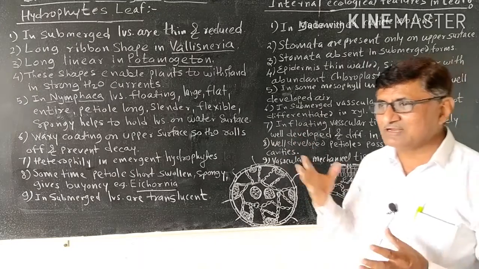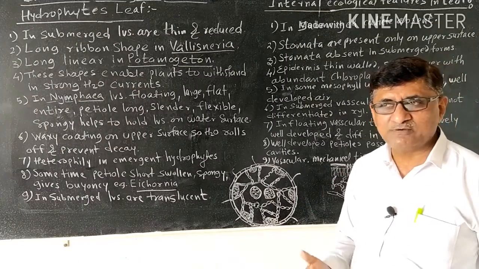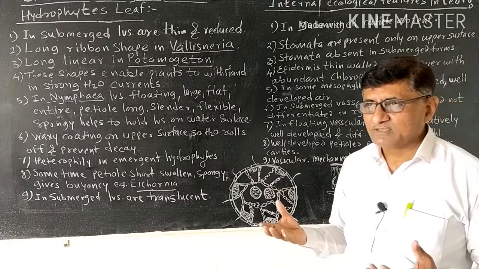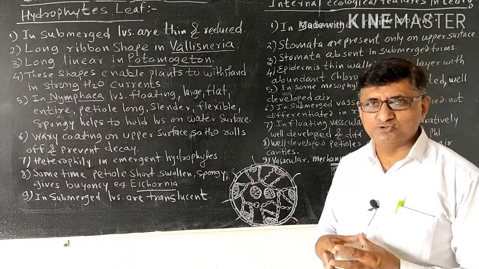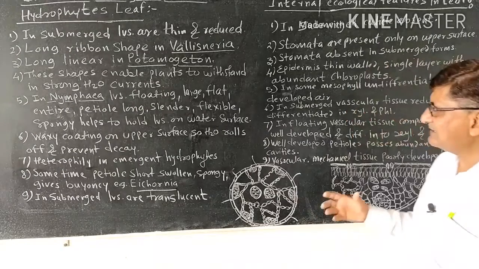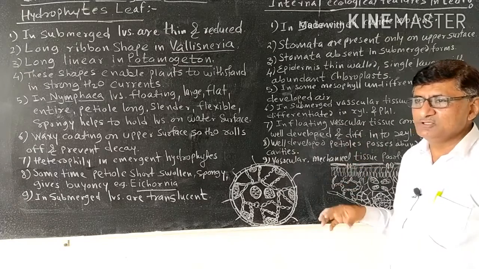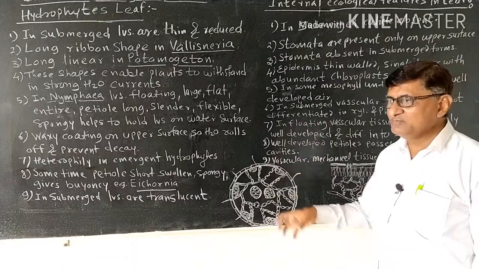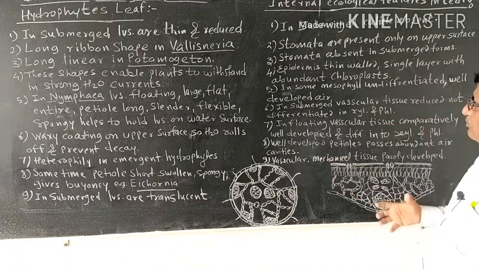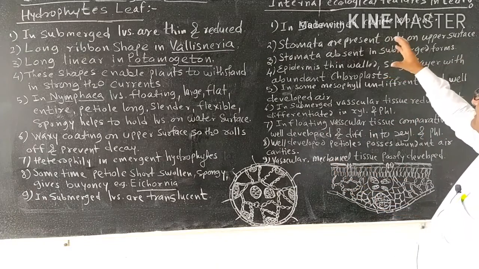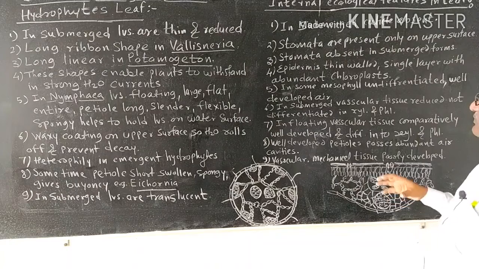Now we will go to the internal ecological adaptations in the leaves of hydrophytes. Externally we have seen the adaptations: leaves are reduced, they may possess a waxy coating, they may have a swollen petiole, they may also have a long petiole. These are some helpful adaptations in the leaves that we see externally. Internally also some adaptations are developed, and these help the particular hydrophyte to stay alive in plenty of water. So now we will see the internal ecological features or adaptations that develop in the leaf of hydrophytes.